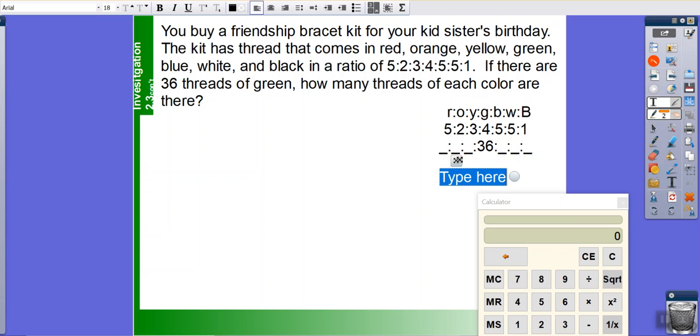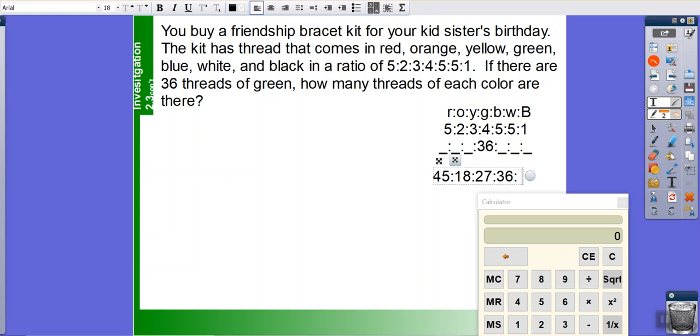So 5 times 9 is 45. So you get 45 threads of red. 2 times 9 is 18, so you get 18 threads of orange. I like orange, so I'm a little bummed about this. 3 times 9 is 27, so you get 27 threads of yellow. Obviously, I have my 36 threads of green, because it tells me that.